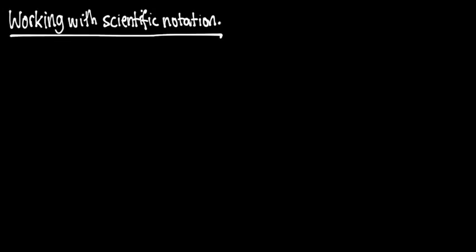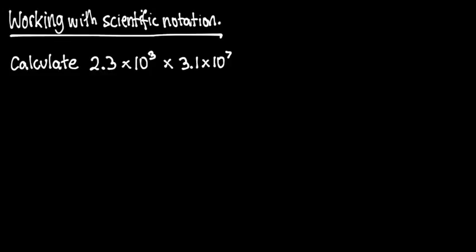Right, working with scientific notation and numbers written that way. So I've got one here. I've got two scientific notated numbers multiplied together. Now, I'm allowed to move things around in a multiplication. It doesn't matter what order I do them in if they're all being multiplied. It's called the commutative law.